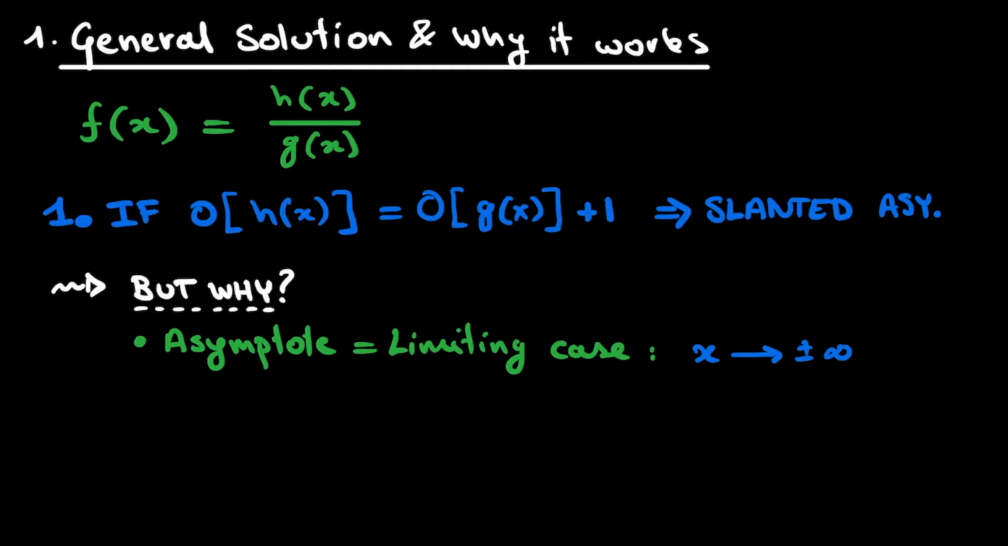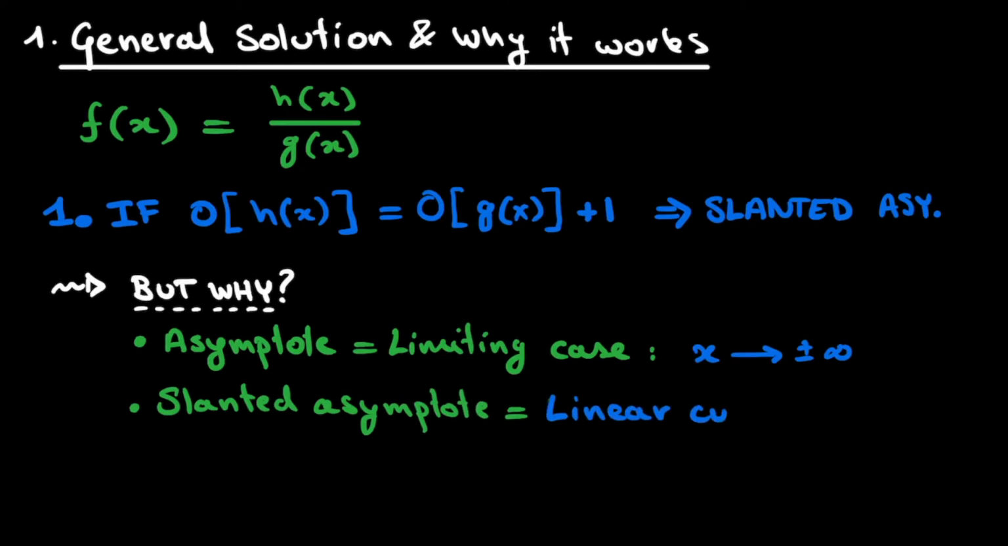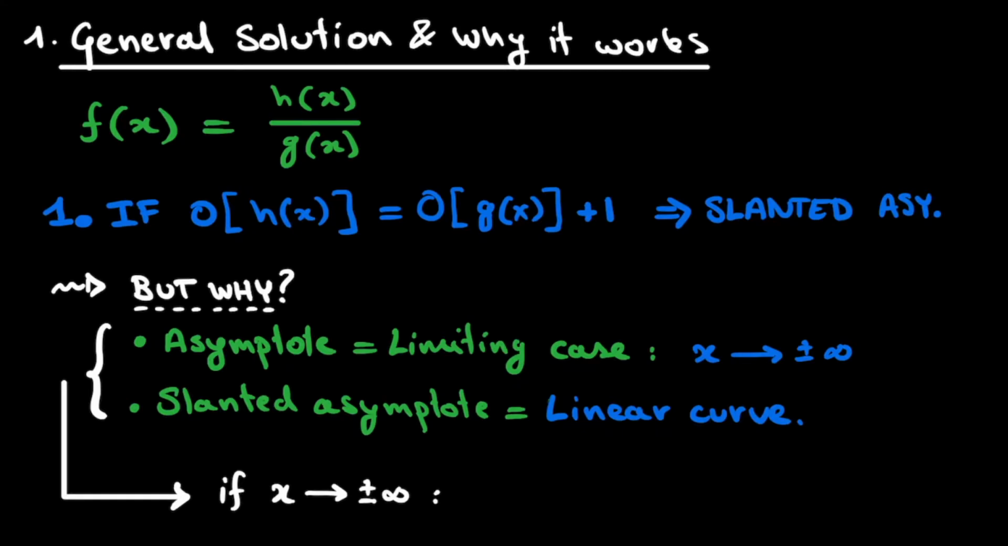Of course, not all functions have asymptotes, and not all asymptotes are slanted asymptotes. We could have vertical asymptotes or divergences, or we could have horizontal asymptotes as well. That's why we need to combine this with the second point, which says that a slanted asymptote is actually a linear curve. Taking these 2 points together, we find that if x becomes either very large or very negative, our initial function f of x, which is equal to the ratio of h of x divided by g of x, will tend towards a linear function, ax plus b.